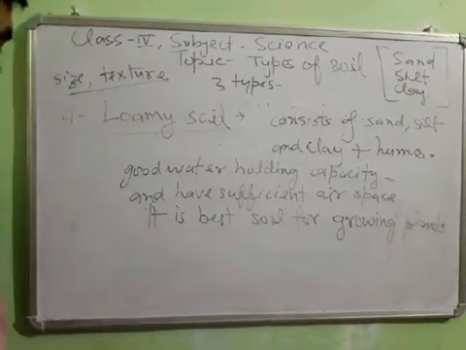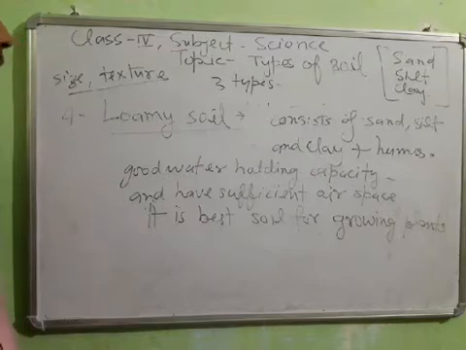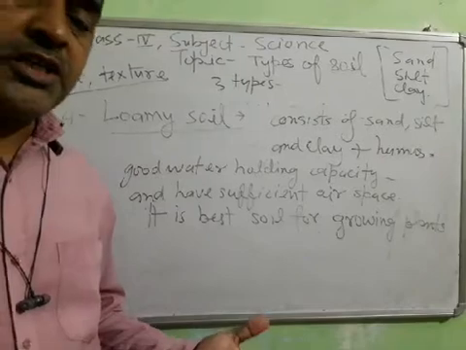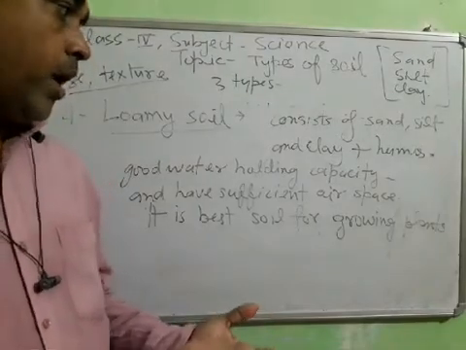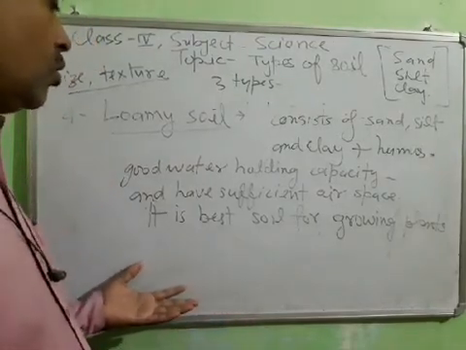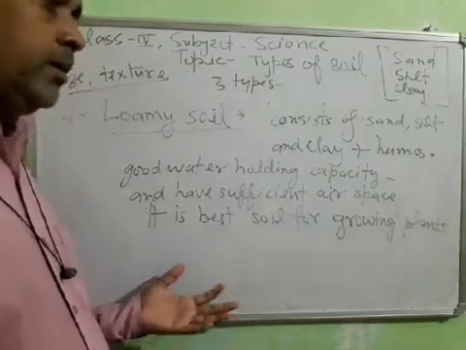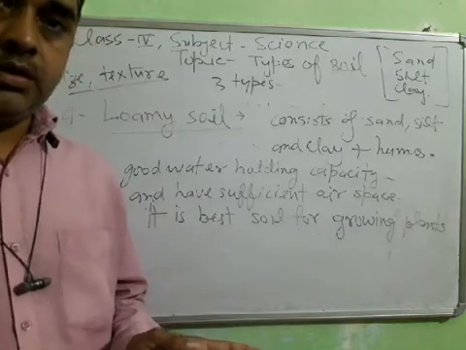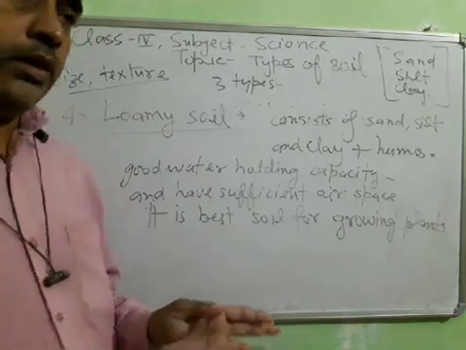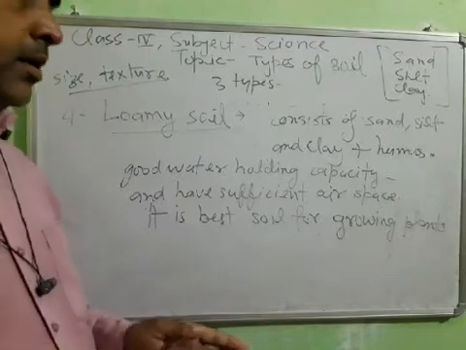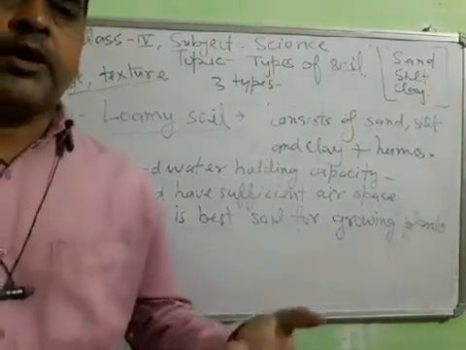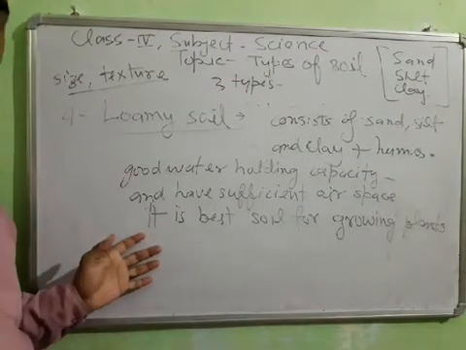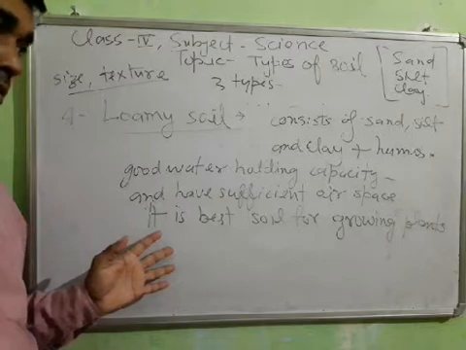Because students, loamy soil has enough space for holding air and water. So it is very useful for growing all types of plants like sugarcane, wheat, maize, mustard and many leguminous plants. So loamy soil is the best soil for growing plants. Okay.